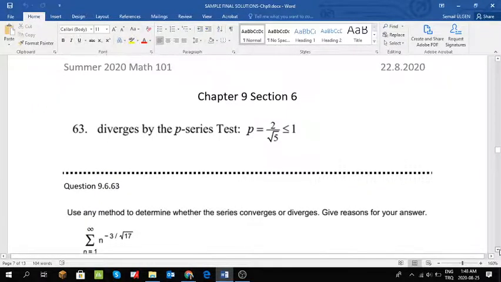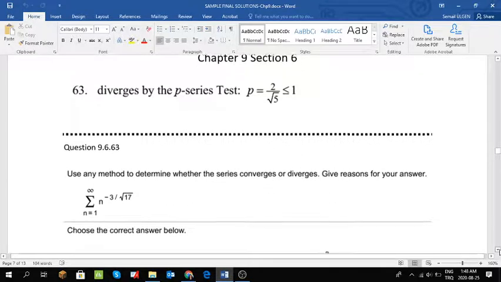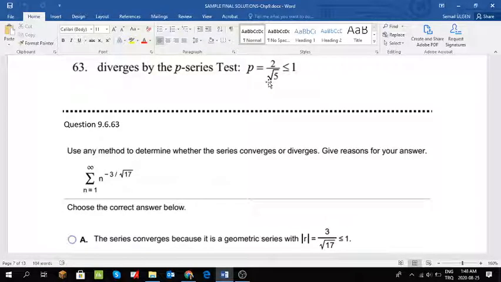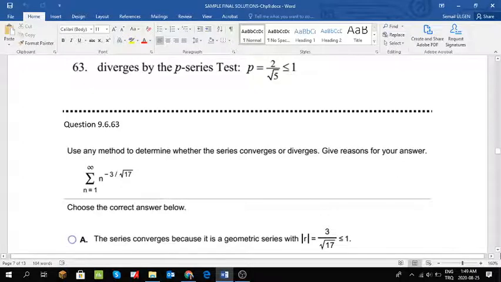Here's a similar question's answer. In this case, instead of negative 3 over square root of 17, we have negative 2 over square root of 5. When we have a series like that, this is the P, so we take P as 2 over square root of 5. It is less than 1. Since this is less than 1, it's a divergent series by the P series test.